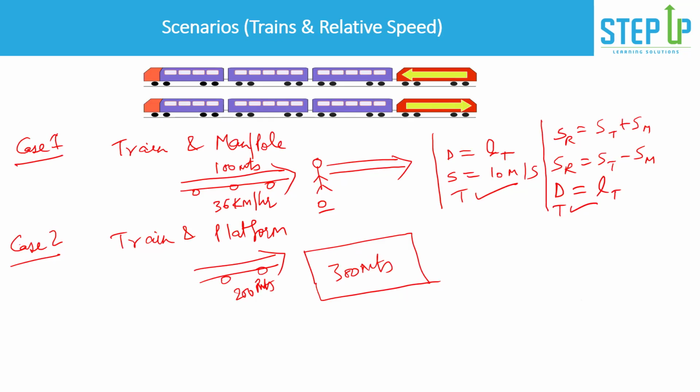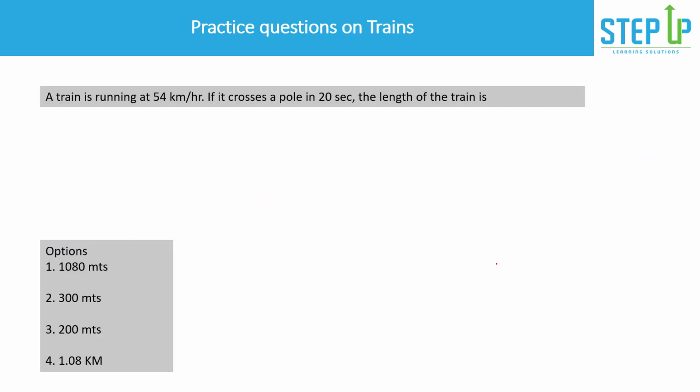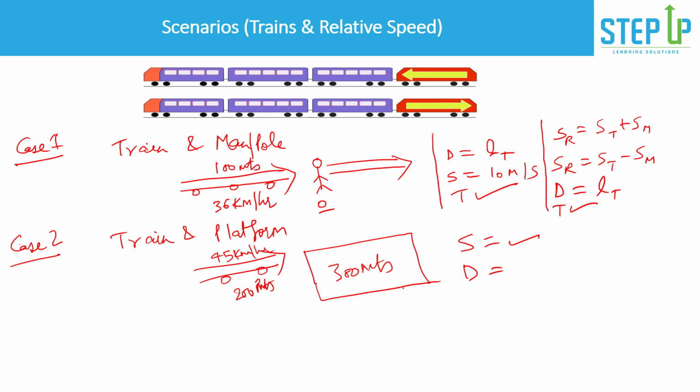So for the platform, again relative speed, I mean, would be 0, it's stationary obviously. So this is 200 meters, so your speed of the train would be, let's say, given as 45 km per hour. So your speed is already given. The distance that the train will have to cover to cross this platform would be the length of the train plus the length of the platform.